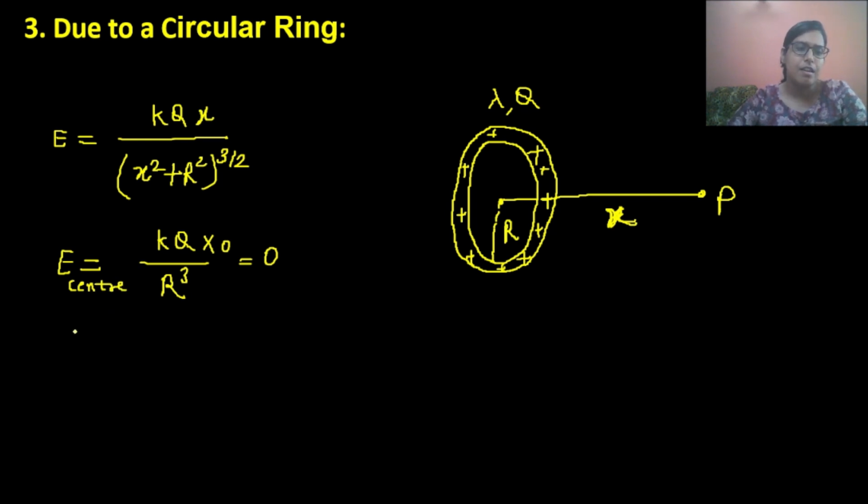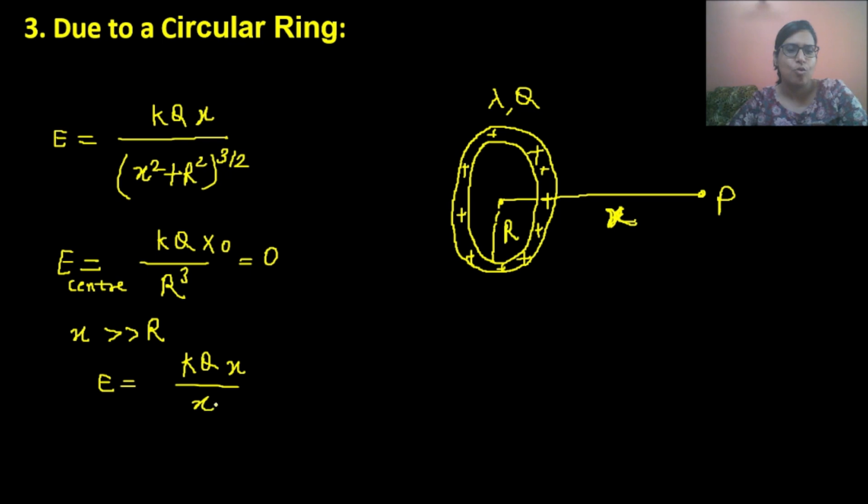Now if the distance x is very large, much greater than r, then we can ignore the value of r and it will become kqx upon x cube, that is kq upon x square. Right. So for a very large value of x we can write the electric field as kq upon x square.